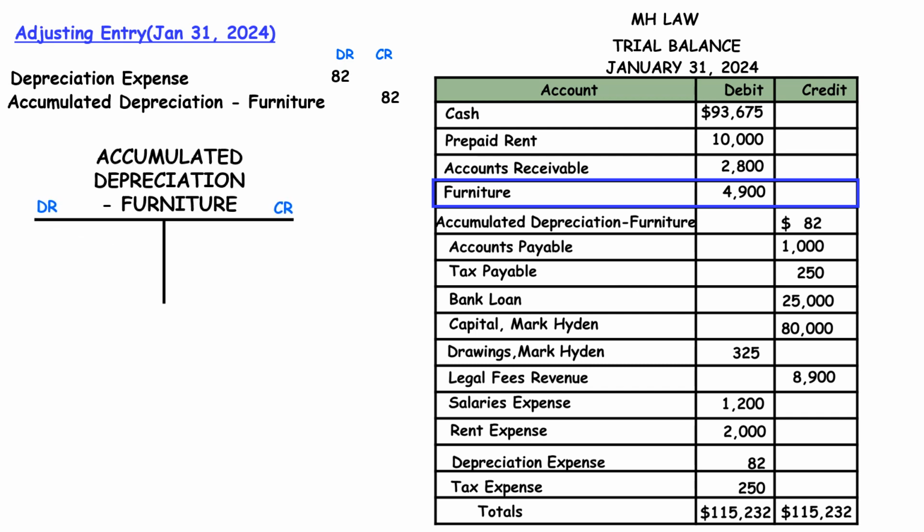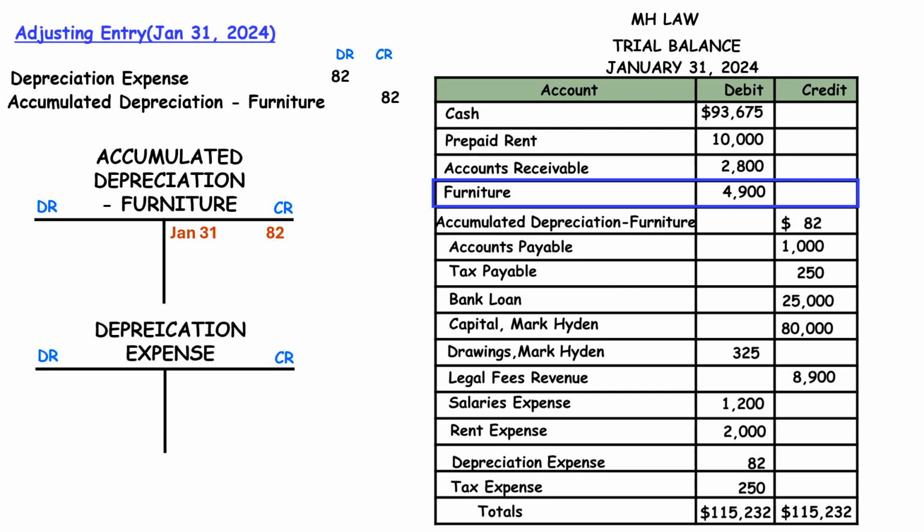When we make that adjusting entry, we need further accounts. We need an accumulated depreciation account, which we are going to credit with $82, and we need a depreciation expense account, which we are going to debit with $82 here.